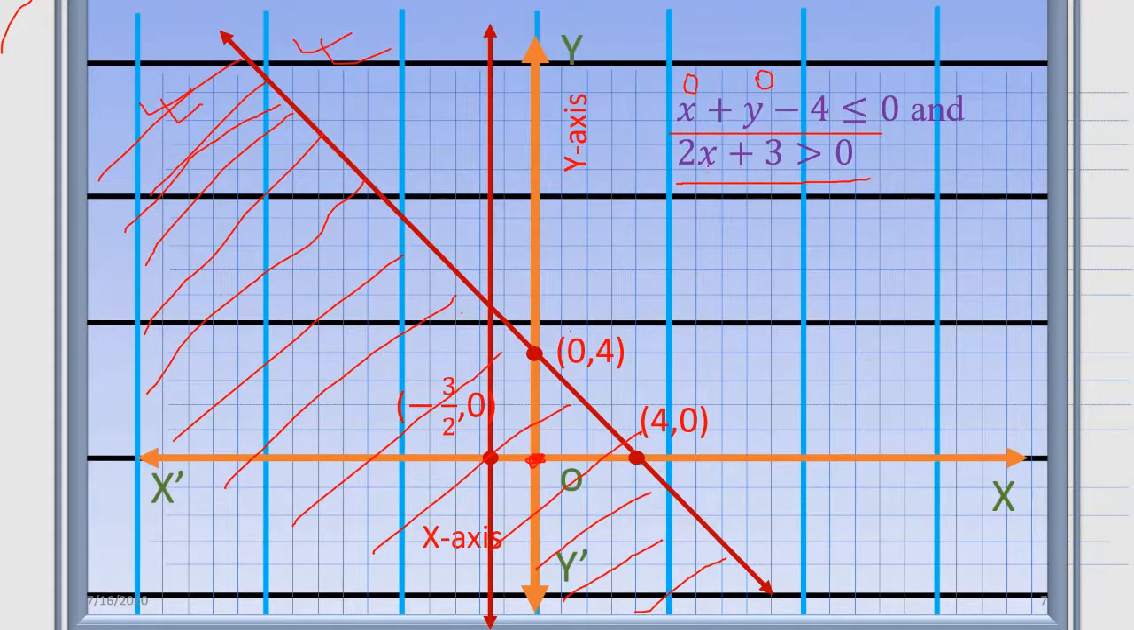If we put the value of x as 0, then here we get 3 greater than 0. It's true. Therefore the solution zone will be the right side of the origin.